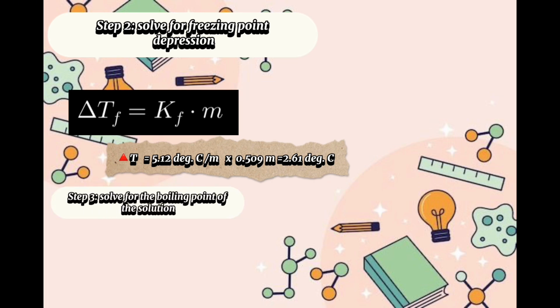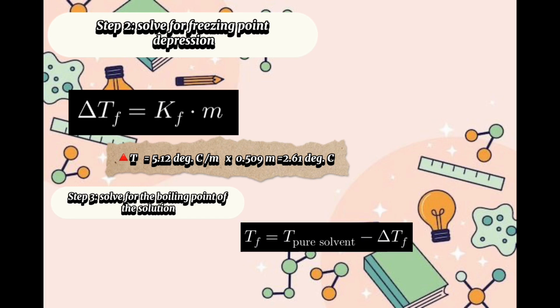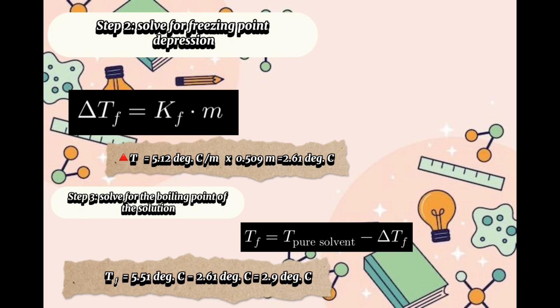And then last, we're going to solve for the freezing point of the solution by the formula given, which is T sub F is equal to T sub F of the pure solvent minus delta T sub F. So we're going to substitute those given. T sub F is equal to 5.51 degrees Celsius minus 2.61 degrees Celsius, and it gives us 2.9 degrees Celsius, and that is the freezing point of the solution.